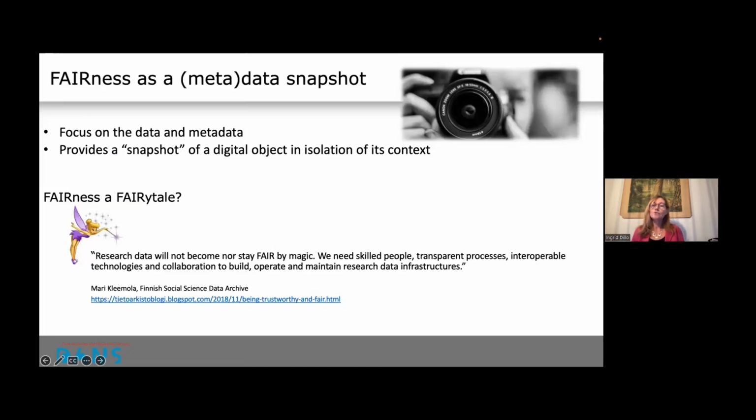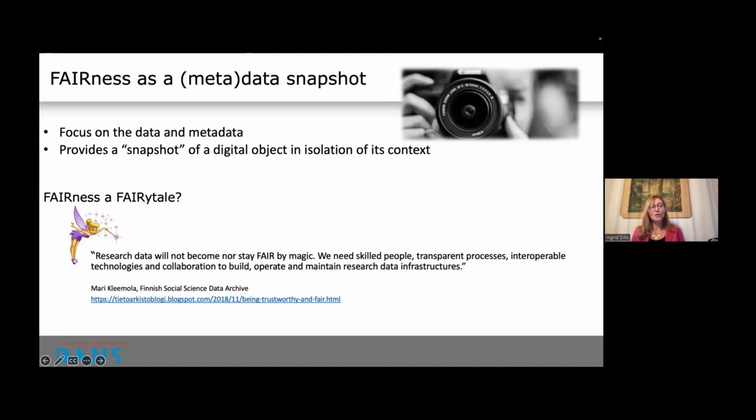Now, I've given you an overview of the FAIR developments, but the question, of course, is: is this enough to make and also to keep data reusable? Do we have enough with those FAIR principles? And of course, I will argue that we have not, because the FAIR principles really focus on data and metadata. They provide, if you will, a kind of snapshot of a digital object quite in isolation of its context, because it looks only at the data.